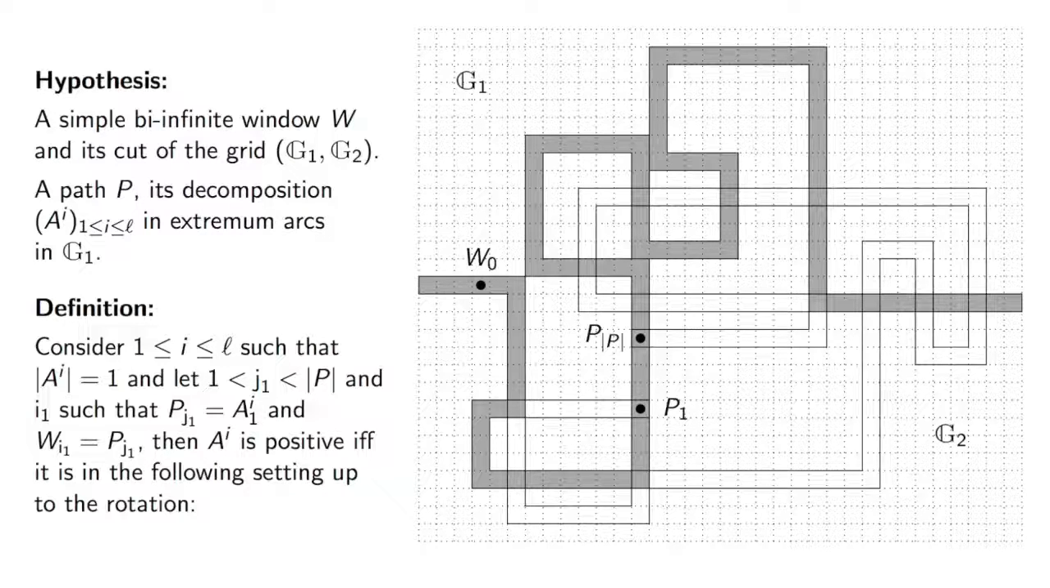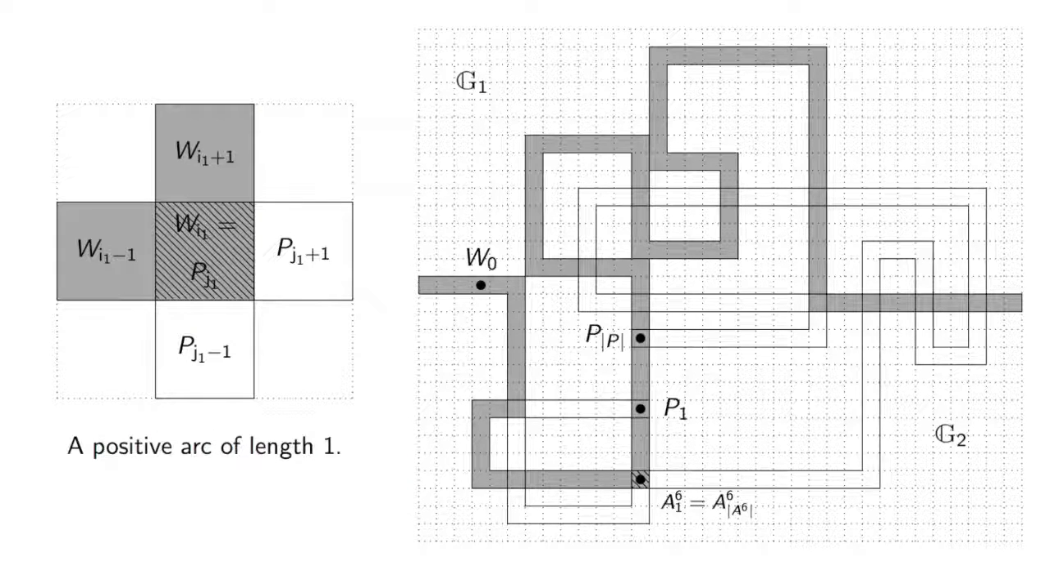Now, we consider an arc of length 1 whose unique position is also the position of the path P at index J1, with J1 different from 1 and the size of P. This position is also the position of W at index I1. Then consider the following neighborhood of this position. This position has four neighbors: Wi1 plus 1, Wi1 minus 1, Pj1 plus 1 and Pj1 minus 1. Since P and W are simple and since the length of the arc is 1, these four positions are all different. Moreover, the two edges of P must belong to the graph G2, and thus to the right side of the window. Then locally, the window W is a corner and we can consider that Wi1 minus 1 is west of Wi1 and that Wi1 plus 1 is north of Wi1.